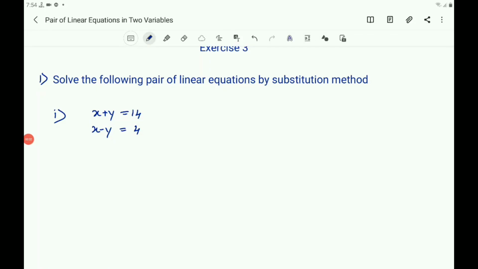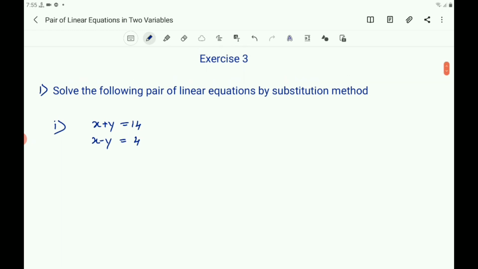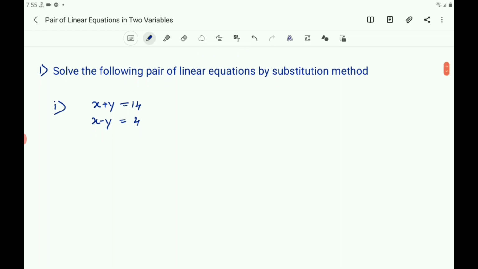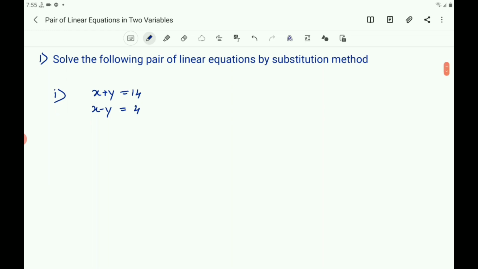Children, let us continue the chapter Pair of Linear Equations in Two Variables. Now let us start Exercise 3 of the chapter. The first question is: solve the following pair of linear equations by substitution method. The first one: x plus y equals 14, x minus y equals 4. Consider this the first equation and this the second equation.